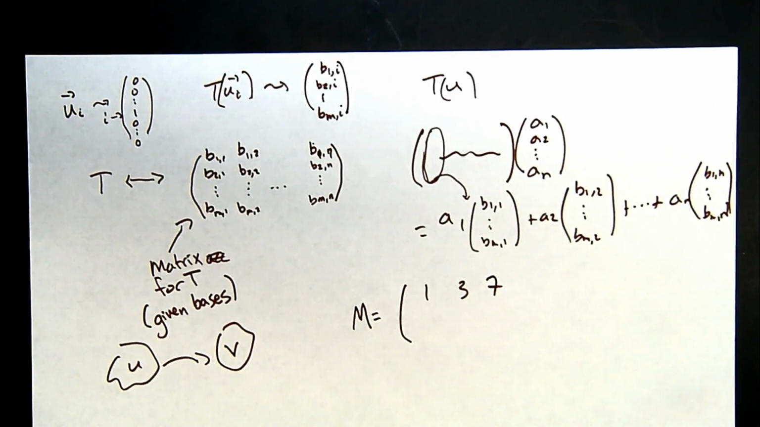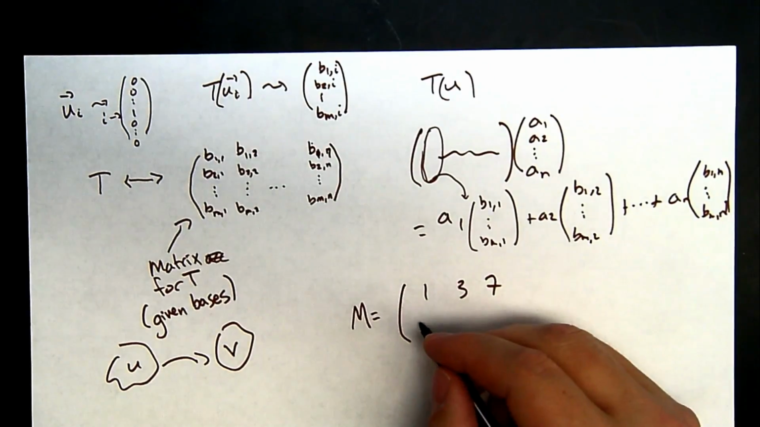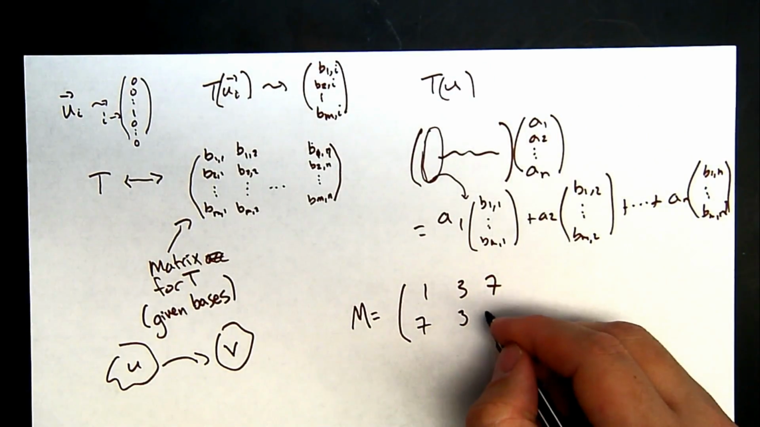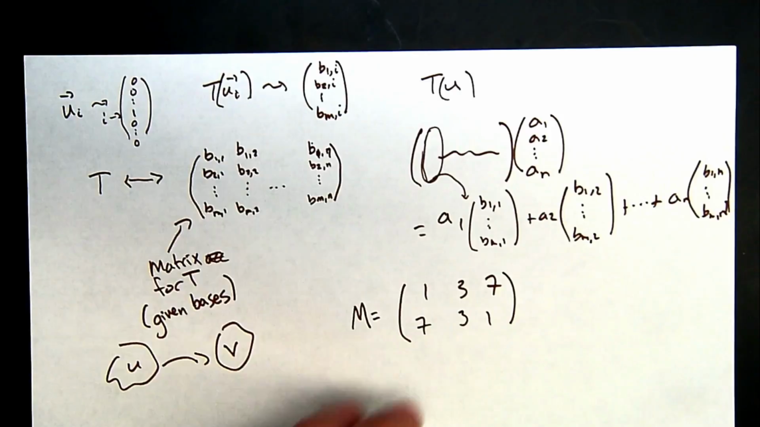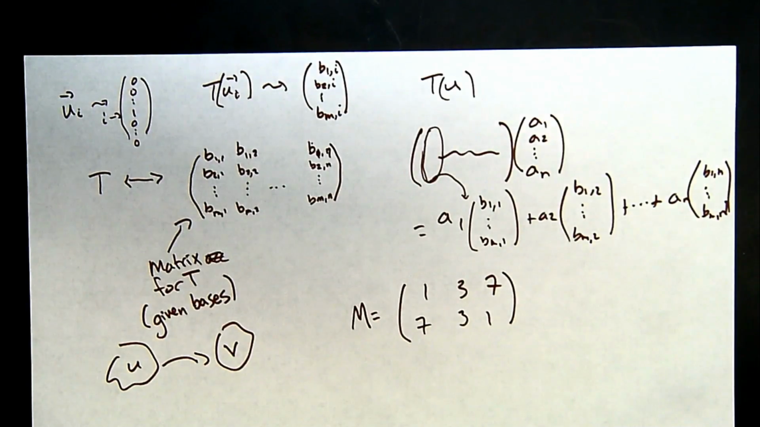137. Okay, 1, 3, 7. Good, I need 3 more numbers. Okay, apparently somebody remembered being a TA for my class. All right. Any more numbers? 731. Okay, all right. 7, 3, 1.